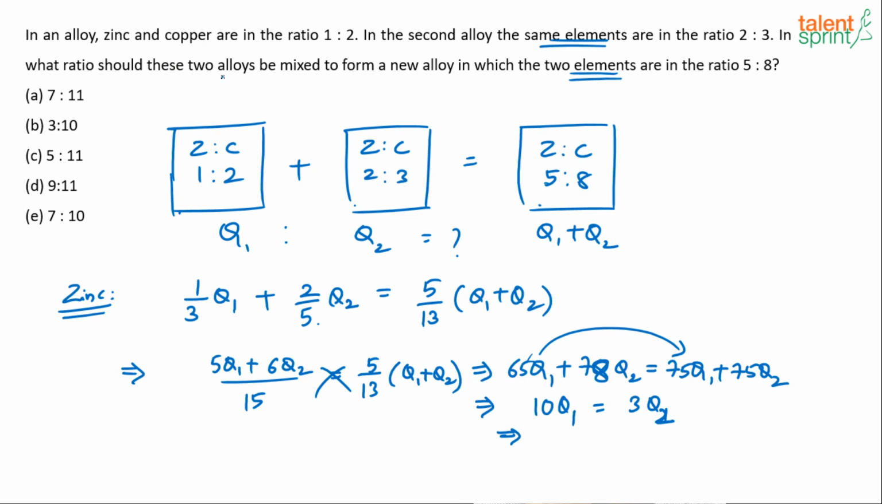In what ratio should these two alloys be mixed? In what ratio should they be mixed? Q1 is to Q2 or Q1 by Q2. What is Q1 by Q2? Look at this. What is Q1 by Q2? Q1 by Q2 comes out to be 3/10. So option B is the answer. Option B is the answer to this question.